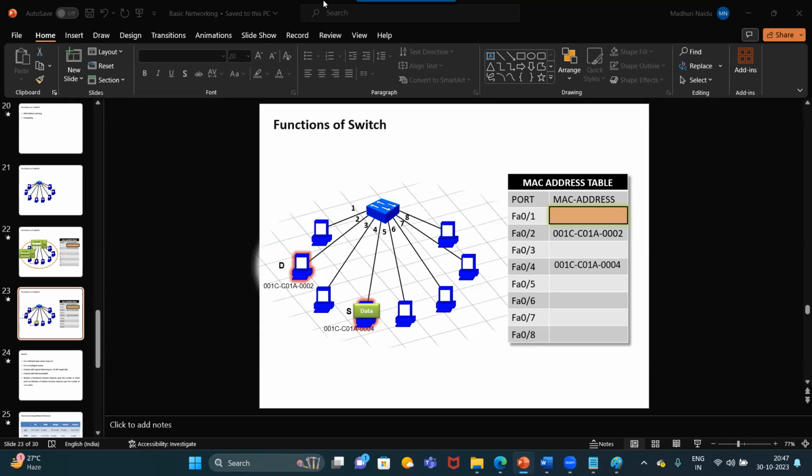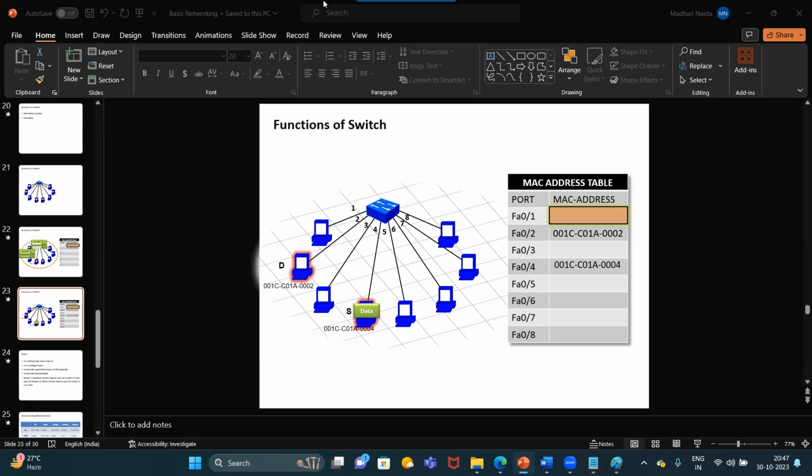How long does the switch maintain this MAC address table, madam? Even in some interviews they'll ask why a switch is an intelligent device. Why is it called an intelligent device? Because it contains a MAC table, which is inbuilt. How long will it hold the MAC table? It will hold it until we restart the switch.